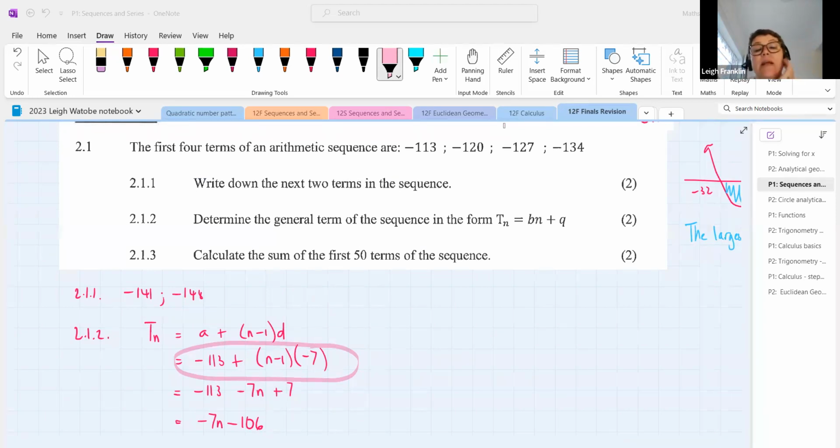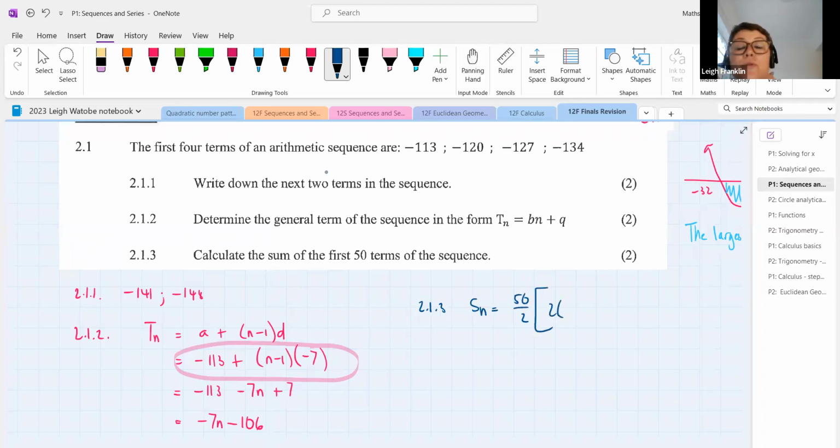And then, of course, calculating the sum of the first 50 terms of the sequence would be super straightforward because you're just going to use your arithmetic Sn. So that would be 50 over 2 into 2a plus n minus 1, and your difference is -7.